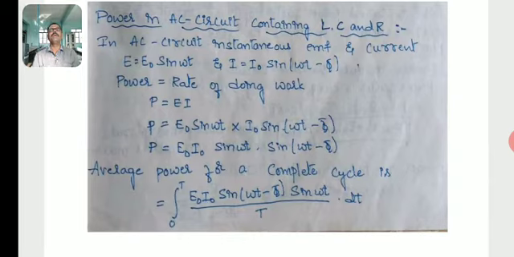Power is equal to rate of doing work. So P is equal to E into I, the product of EMF and current in AC circuit. Then P is equal to E naught sin omega t into I naught sin of omega t minus phi. Then P is equal to E naught I naught sin omega t sin of omega t minus phi.